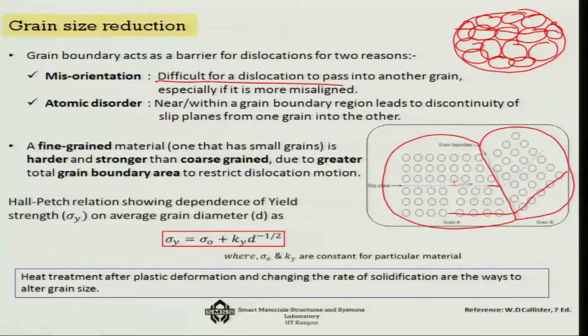The second one is atomic disorder, because near or within a grain boundary region, this atomic disorder generally leads to a discontinuity of slip planes from one grain to the other. So, that is another possibility where the dislocations would not be able to move.